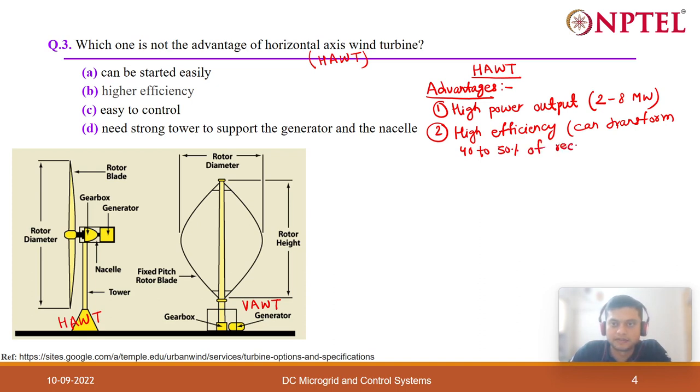We have already done a question on the estimation of wind energy from the wind power plant.